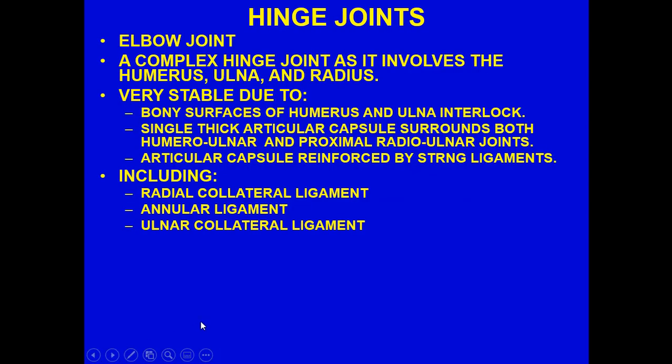The elbow joint. It's a complex hinge joint as it involves the humerus, ulna, and radius. It is very stable because the bony surfaces of the humerus and the ulna interlock. The single thick articular capsule surrounds both the humeroulnar and the proximal radioulnar joints. And the articular capsule is reinforced by strong ligaments, including the radial collateral ligament, the annular ligament, and the ulnar collateral ligament.